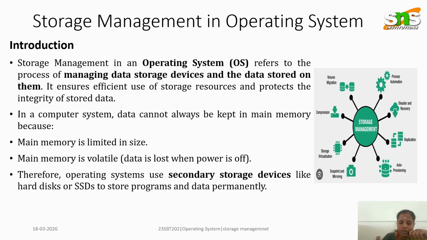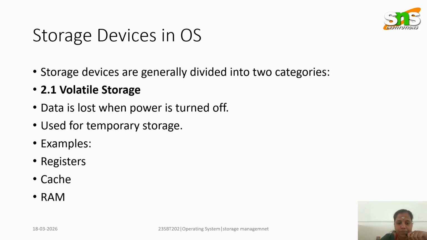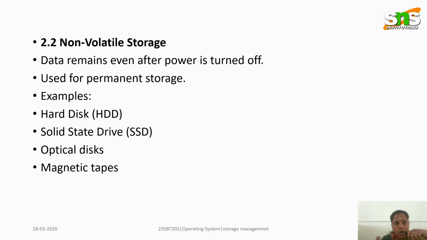The types of storage. The storage is divided into two types. The first one is volatile storage. The data lost when the power is off. The temporary storage. Its example is RAM, cache. The next one is non-volatile storage. The data remains permanent. Example HDD, that is hard disk, SSD, solid state drives, and next is optical disk, and next one is the magnetic tape.